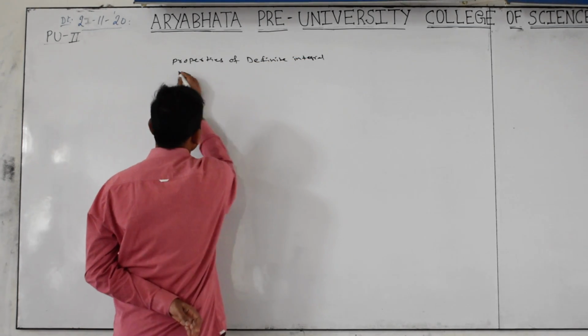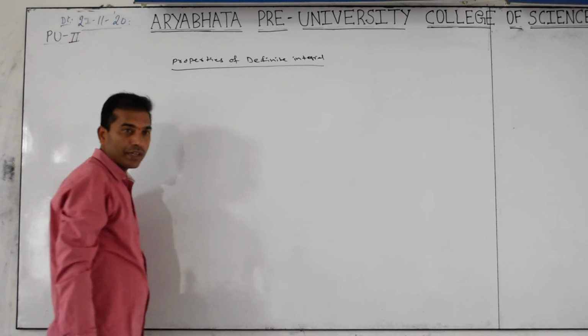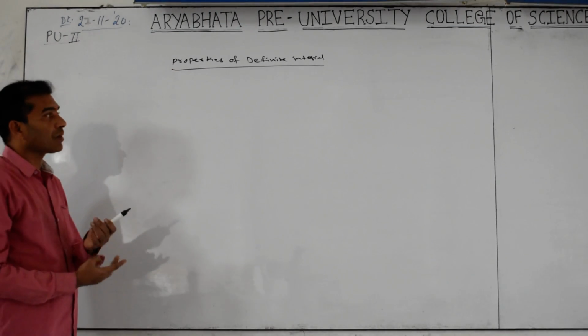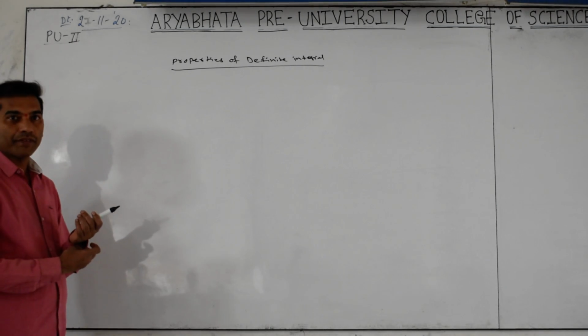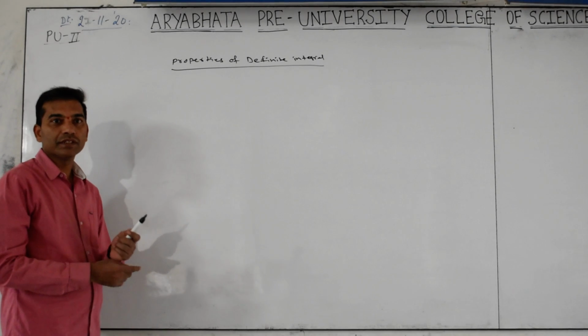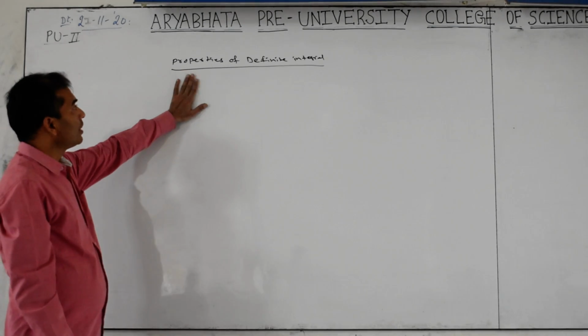Definite integral is most important. The 6 marks question will come from this property only. Property and related property. The whole definite integral questions are solved by using properties.